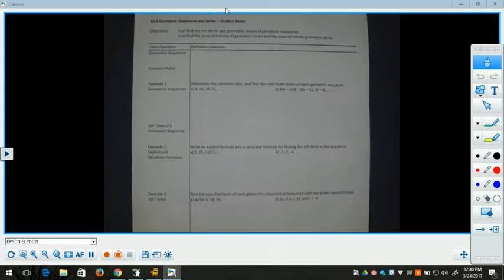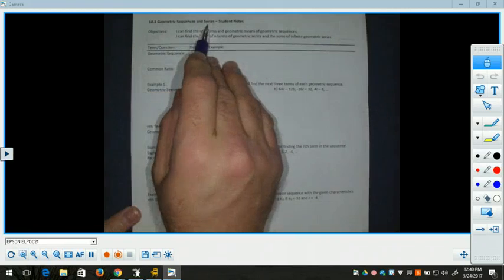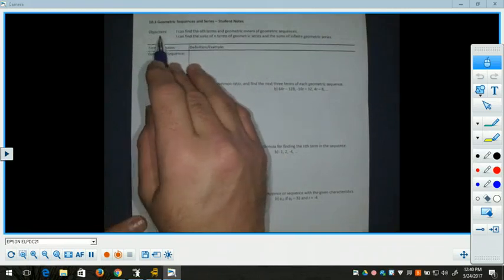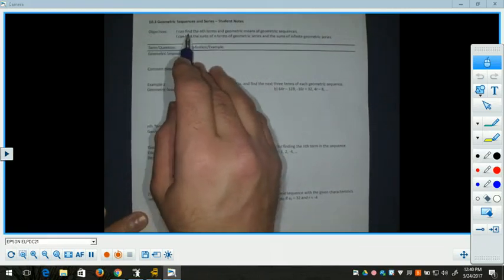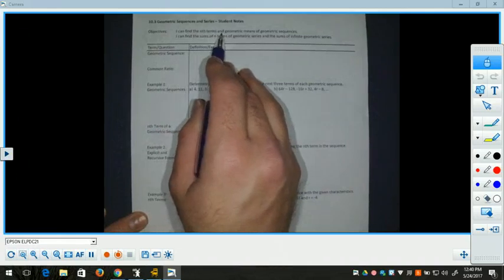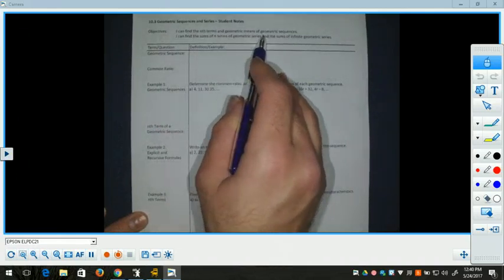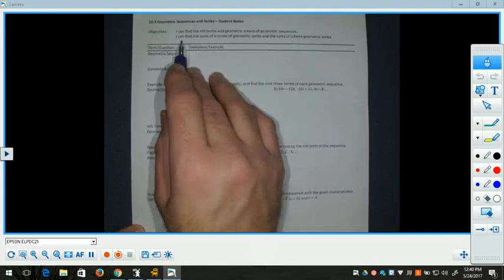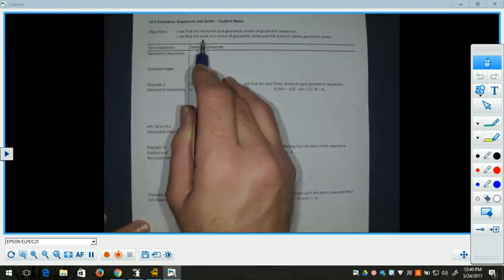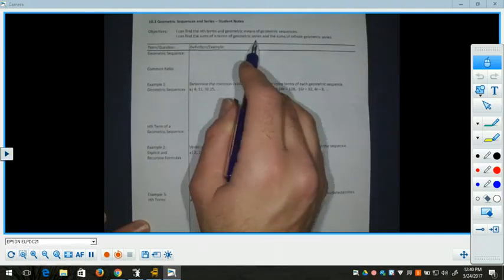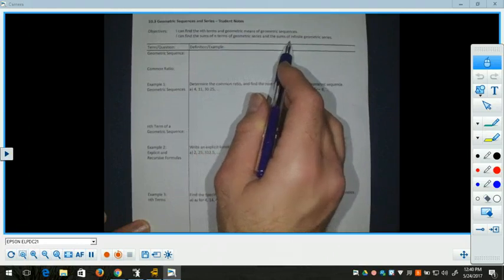Welcome to 10.3, Day 1, Geometric Sequences and Series. The learning targets for this lesson are that you'll be able to find the nth terms and geometric means of a geometric sequence. And then the later learning target is that you'll be able to find the nth terms of geometric series and the sums of infinite geometric series.